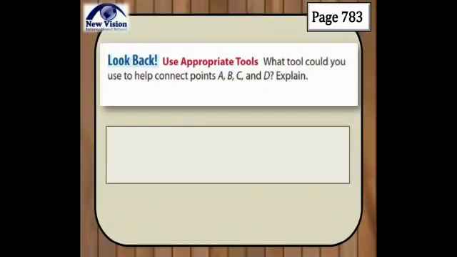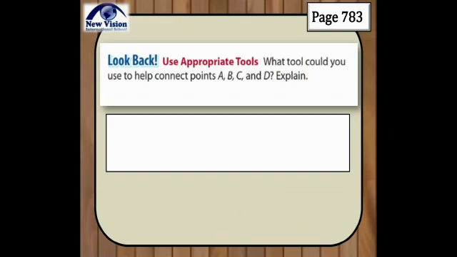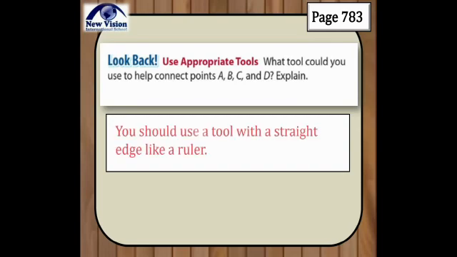Alright, let's continue. Look back. What tool could you use to help connect points A, B, C, and D? Explain. So what is the tool that we use in connecting the points? So you should use a tool with a straight edge like a ruler.